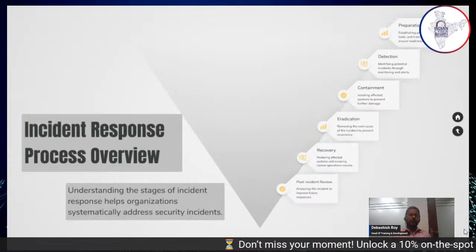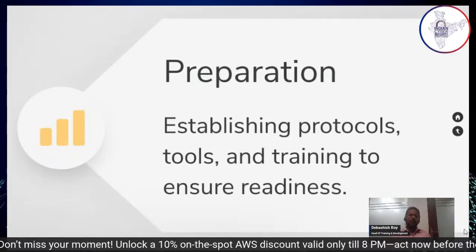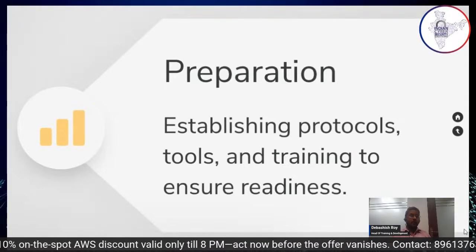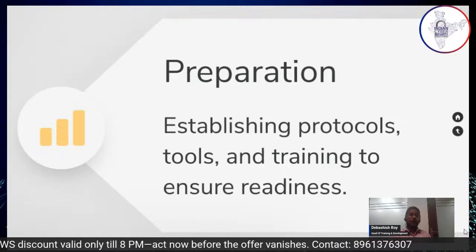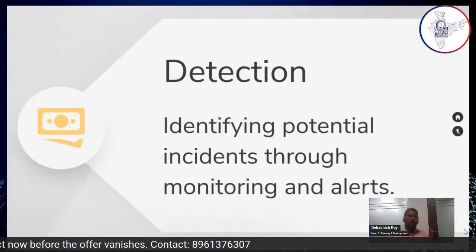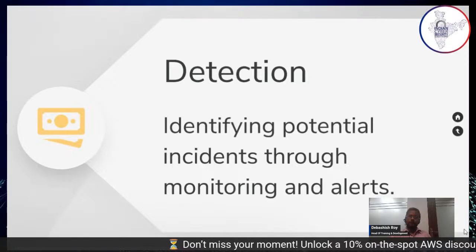Then the incident response process overview. So you have to understand the stages of incident response. First, preparation: you have to establish protocols, tools, and training to ensure readiness. Your employees are your assets and they should be prepared for it. You should train them properly. Second is detection: identifying potential incidents or threats through monitoring and alerts. That should be in place, because continuous auditing or monitoring should be in place.